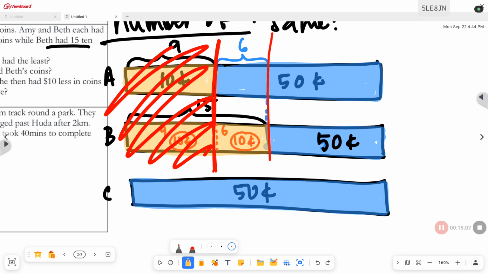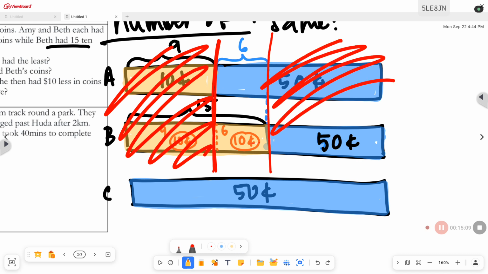Then if you look at here, can you see here? The zone is all the same 50-cent coins. Means the number is all the same. I also do not need to compare.